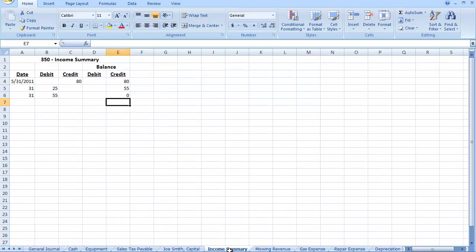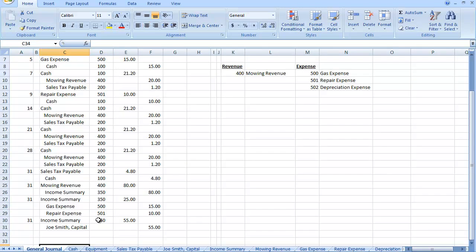So really this income summary is to see what we made, or our net profit. So our net profit was $55, and we just transferred that to our capital because that's how much the company is now worth. And that's how much Joe Smith has of investment in the company. So those are our closing entries.